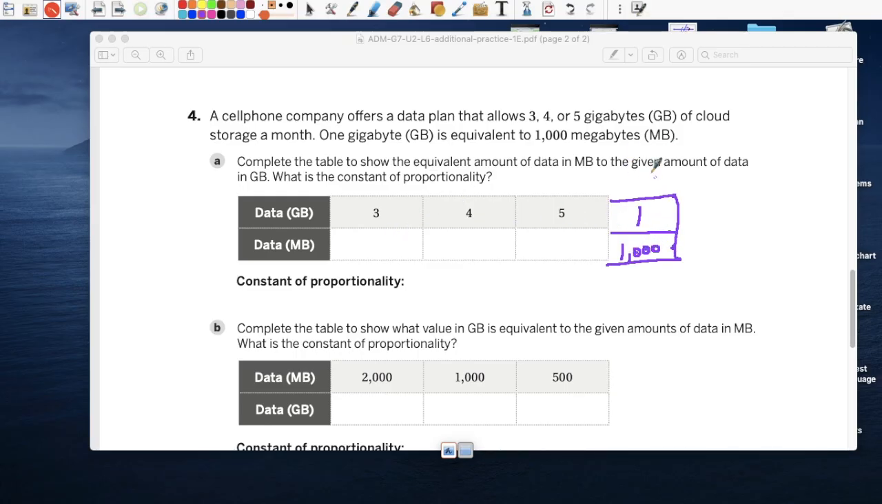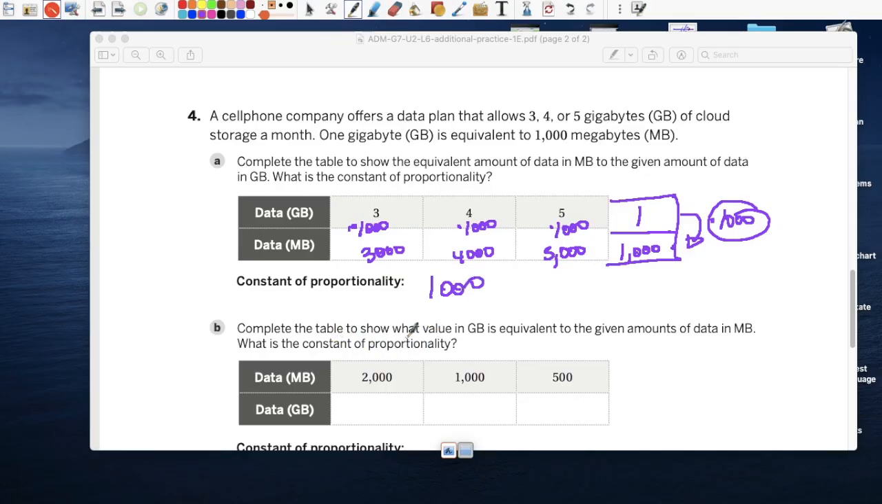Find the constant of proportionality. Well, going this way, what is it times? It's times 1,000. So there's constant proportionality right here, because here times 1,000, 3,000, times 1,000, 4,000, times 1,000, 5,000. So what was the constant proportionality? 1,000.